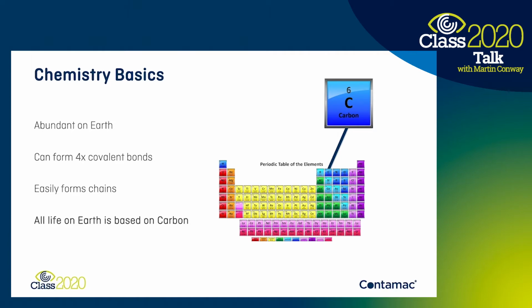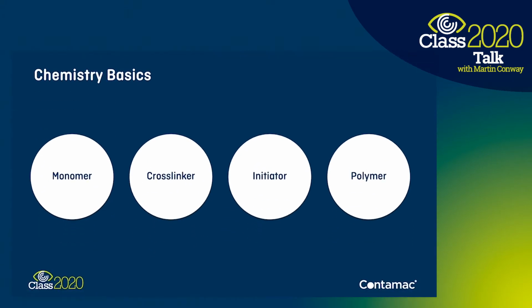There's 4 covalent bonds. It easily forms chains, and these carbon chains are the basic building blocks of amino acids that later go on to form proteins. And so all life on Earth is based upon carbon. You've probably heard the expression that we are a carbon-based life form, and it's because of carbon's unique characteristics that make it suitable. So all of the materials that we make, it's all organic chemistry, and carbon will be at the heart of it. So let's look at a few other terms that you'll come across.